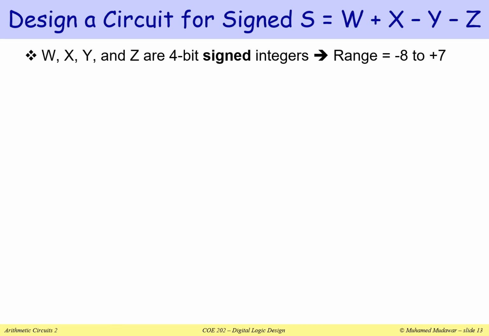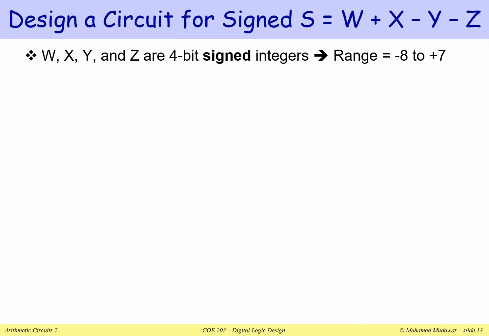Next, let us design a circuit that can calculate the sum W plus X minus Y minus Z. In this circuit, my inputs are signed integers, so the range is from -8 to +7. We can always look at what the minimum, the maximum, and the range are, and how many bits I need to represent the final sum.